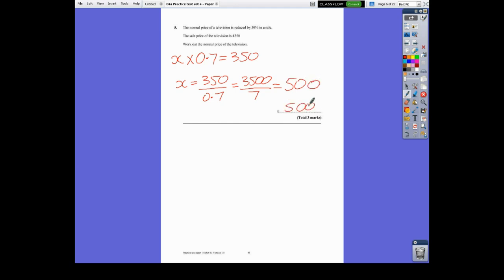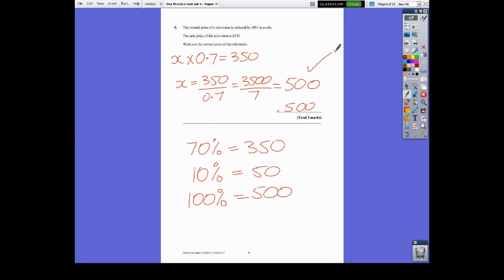Now, a slightly easier way to do this would be to say that 70% is £350. If we divide that by 7, that means that 10% would be £50, and if we times that by 10, that would mean 100% would be £500. But this method would help us in the calculator. Either or would be fine.